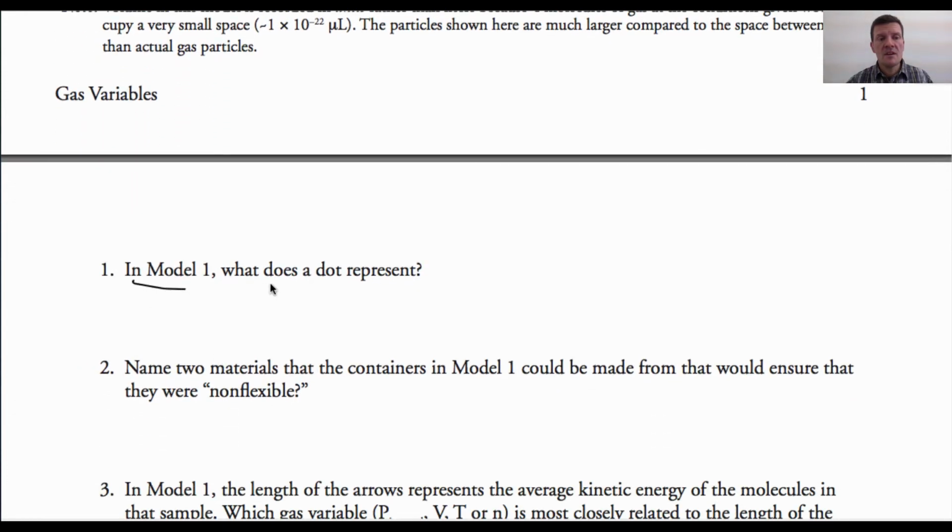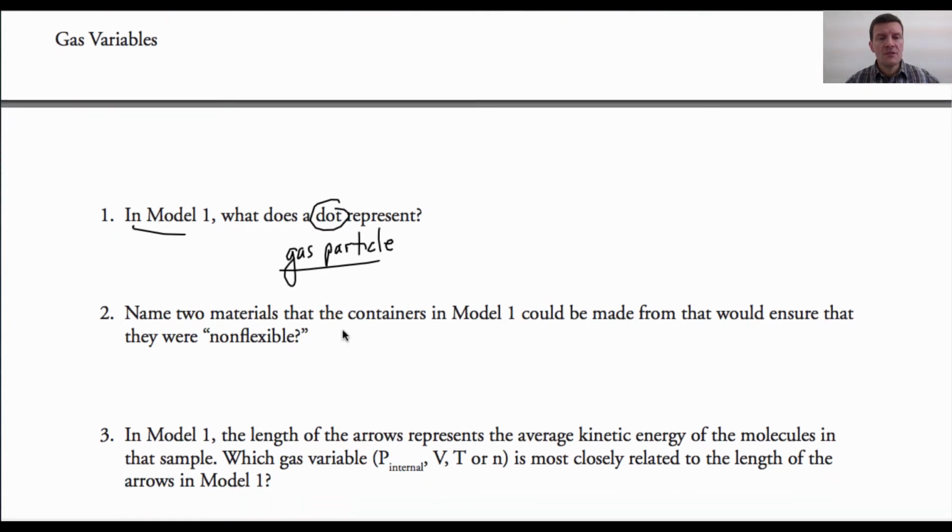In Model 1, what does a dot represent? That is going to represent a gas particle. Or I suppose you could say it represents a whole mole of gas particles. It's up to you. Name 2 materials that the containers in Model 1 could be made of that would ensure that they were non-flexible. Well, they could be glass, for example. I just mentioned that. They could be metal. They could be some substance that is not going to expand or contract.